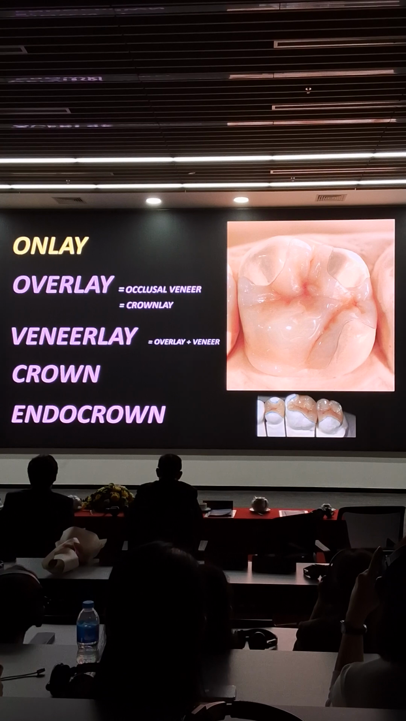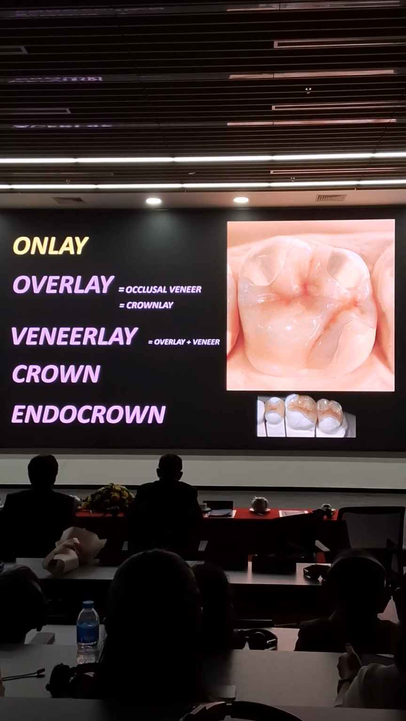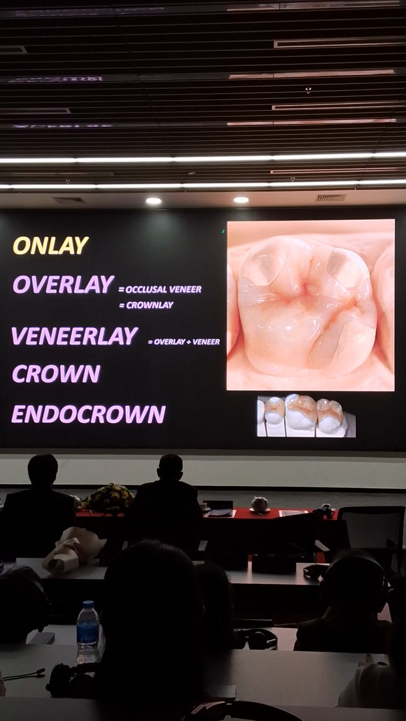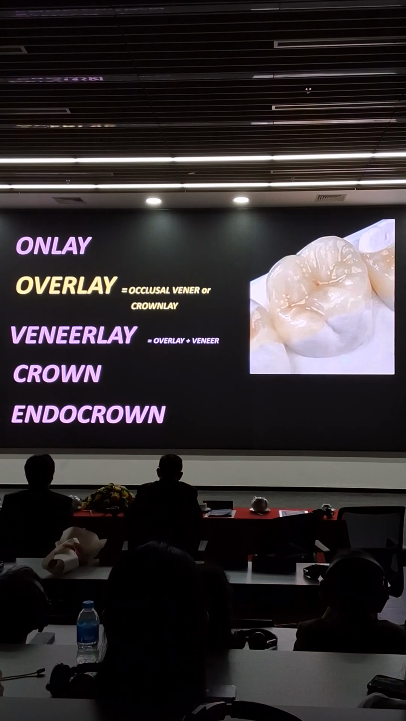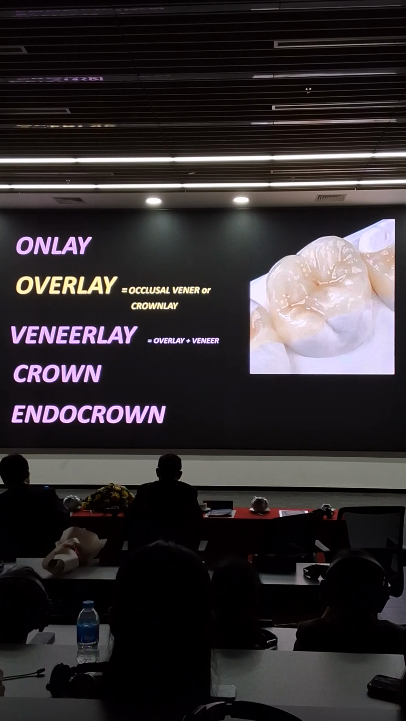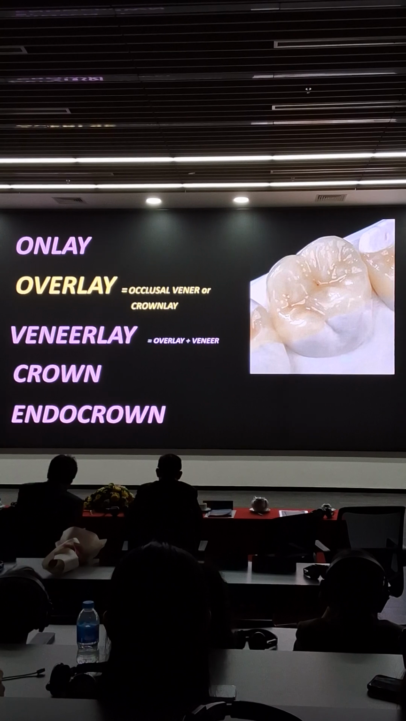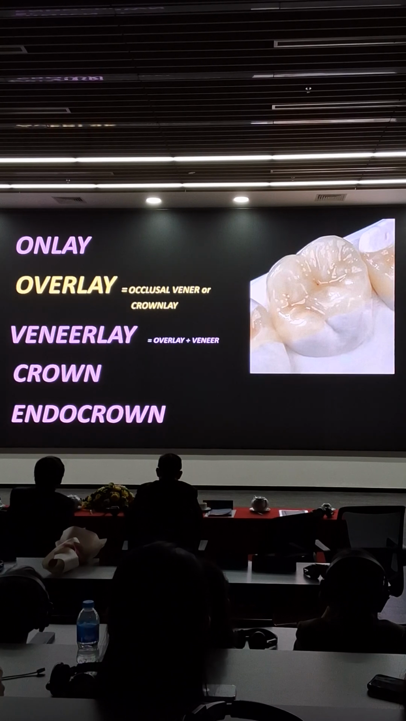Okay, some definitions. You will use the term onlay when you cover only 1 or 2 cusps, but not the full surface. Overlay, you will use this term when you cover the full surface. So we call it overlay or occlusal veneer. We can also call it crown lay when we put the limit a little bit lower.